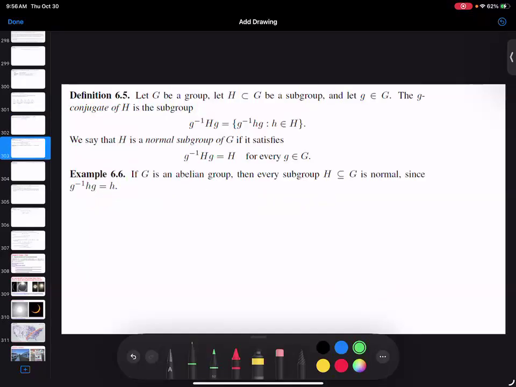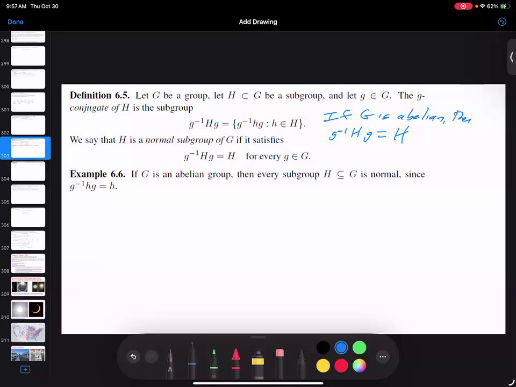Okay, let G be a group, H a subgroup, and take any element g in G. The g conjugate is all things of the form g inverse hg as h ranges over little h. If the group is abelian, then what does g inverse hg equal? H. It just equals H. So in some sense, this measures how far you are from being abelian.